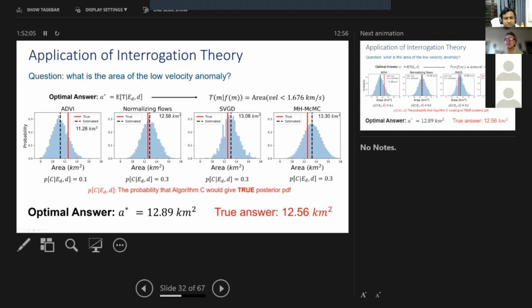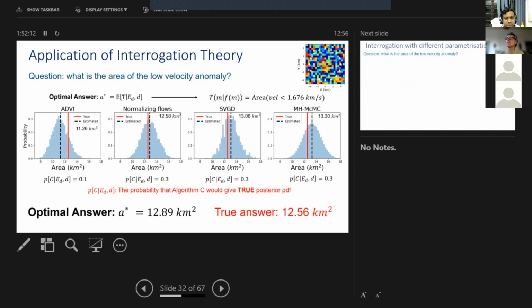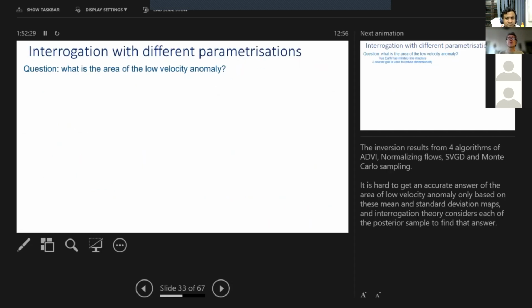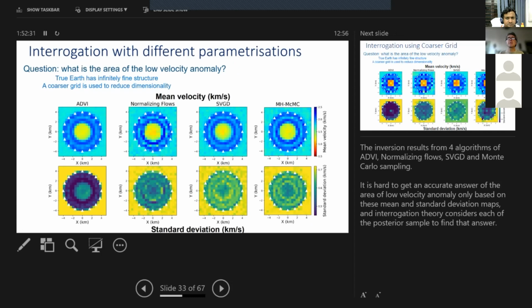And we get that answer very accurately, as you can see, even though every single model looks like this. All of the models are speckly, they're all wrong. None of them is equal to the nice circular velocity anomaly, yet we get a very good answer. And we can show that this appears in a variety of contexts. For example, what happens if we... let me just show you the answer.